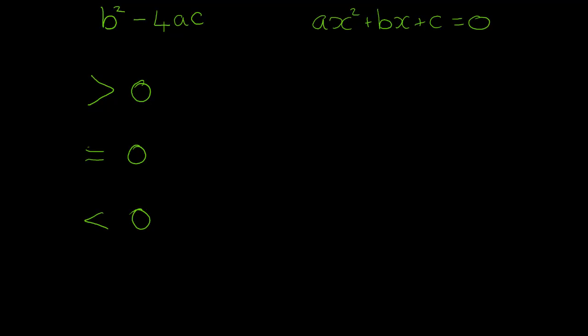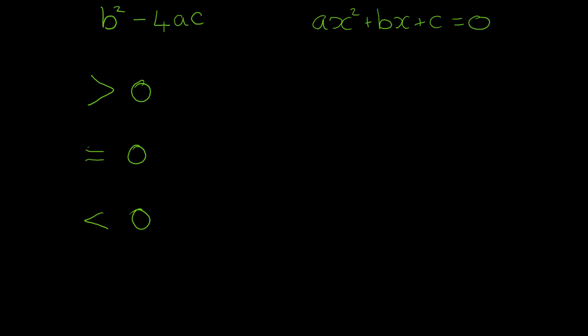The discriminant is b squared minus 4ac, which is the section from the quadratic formula that's normally under the square root sign. So remember, a is whatever number is in front of x squared, b is what's in front of x, and c is the number on the end.